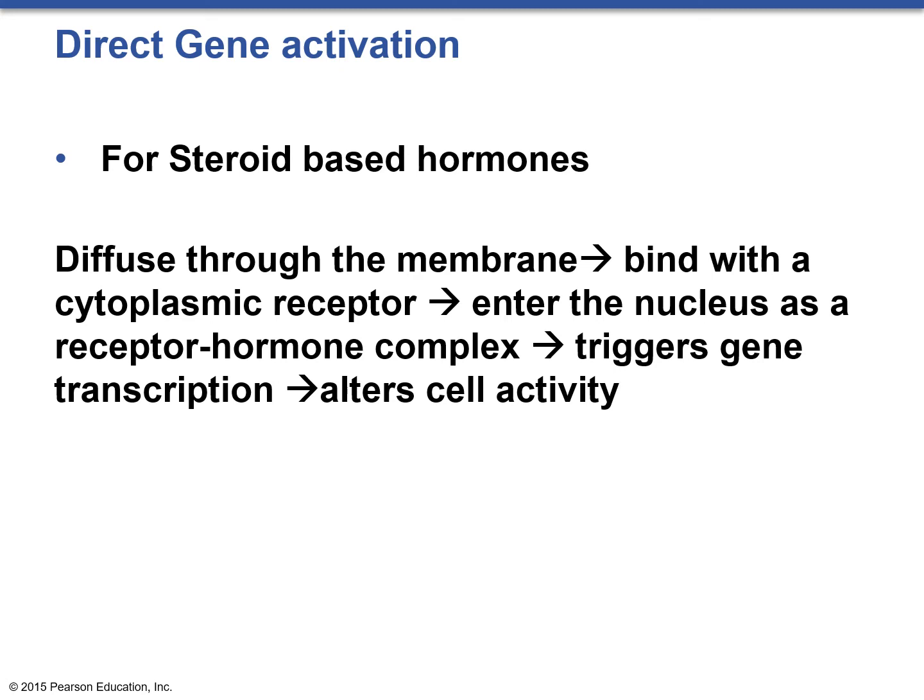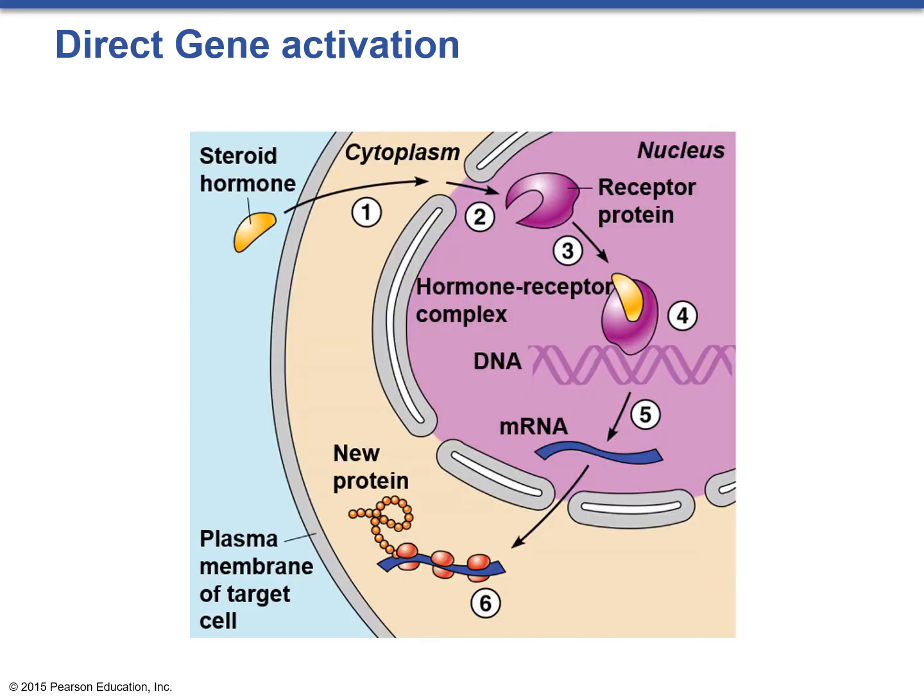If we remember gene transcription, this is the copying of DNA into messenger RNA. The newly formed messenger RNA will thereby direct protein synthesis and alter cell activity. Here we can see a diagram illustrating direct gene activation, which is performed by steroid hormones. The steroid hormone will diffuse into the cell membrane, as can be seen. Then it will bind to that receptor protein. From there, it forms a receptor hormone complex, which then is going to trigger gene transcription.